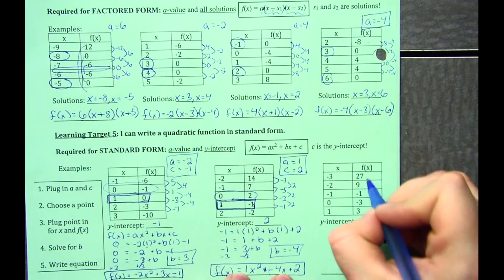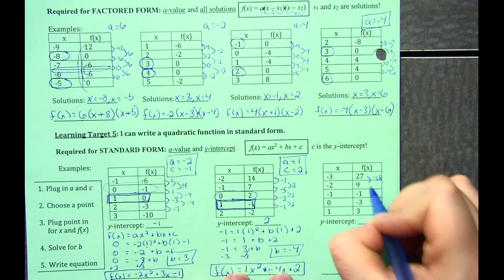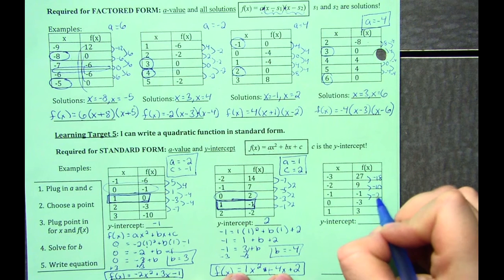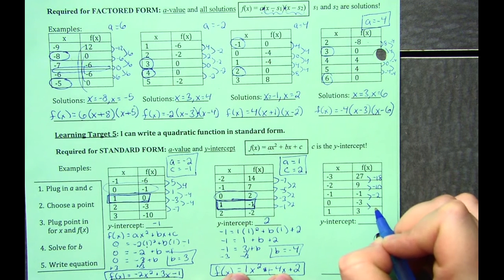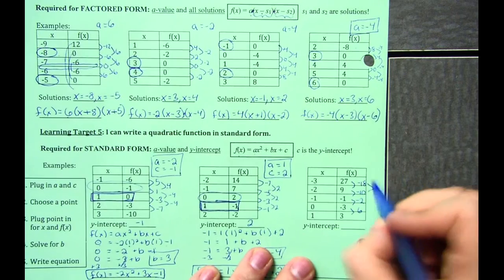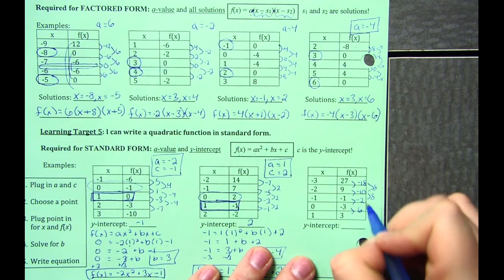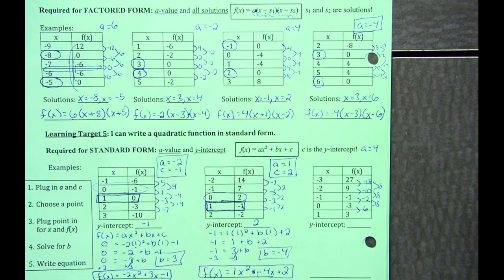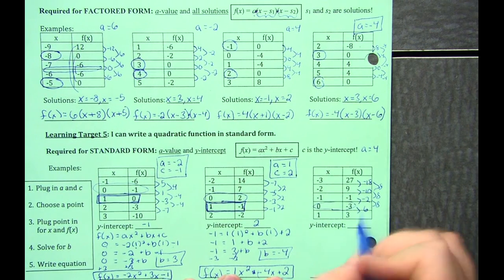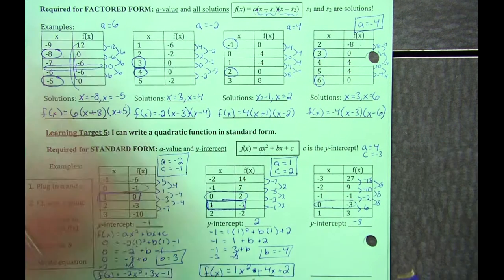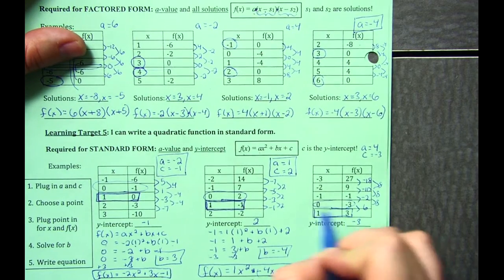So to find my change, that is going down 18, down 10, down 2, up 6. So my second change is going up 8, up 8, up 8, which means my a value is 4, half of my second change. My y-intercept is right here at negative 3. So the c value is negative 3. And I'm going to use this ordered pair to find b.